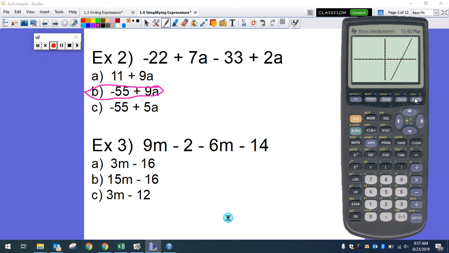Okay, that's what I want my answer to look like. So I'm going to go to y equals. I'm going to go down. I'm going to type in A.